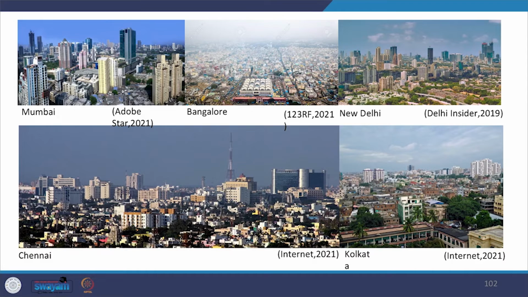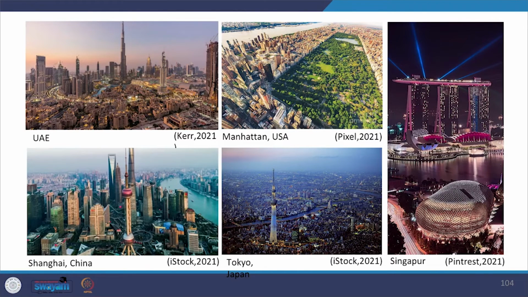We can see that floor space index in the major 5 cities, Mumbai, majorly Bandra Kurla Complex area, Bangalore, New Delhi, Chennai and Kolkata range from 3 to 4. While in UAE, we see floor space index of 34, in Bahrain 17, USA 15, China 13, Japan 20 and Singapore ranges from 12 to 25.